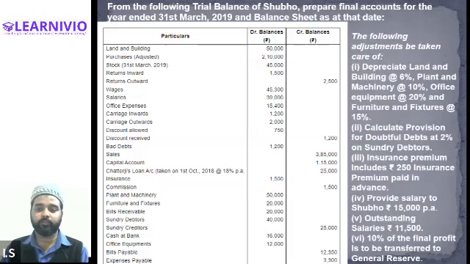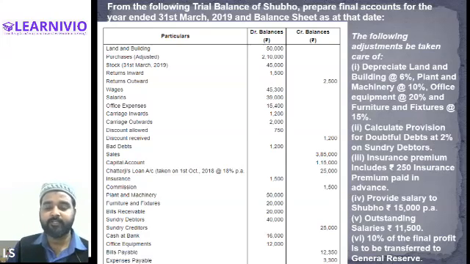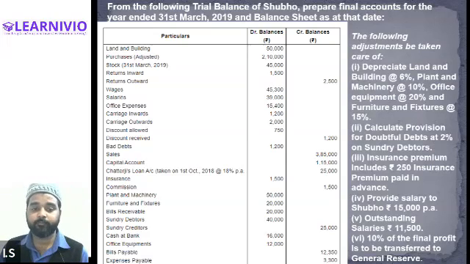Discount allowed is an expense. It is a loss. So we will be writing it on the debit side of the trading profit and loss account. After that, discount received, it is an income. It should be recorded on the credit side of the profit and loss account. Then bad debt is a loss. So we will be writing it on the debit side of the profit and loss account again.